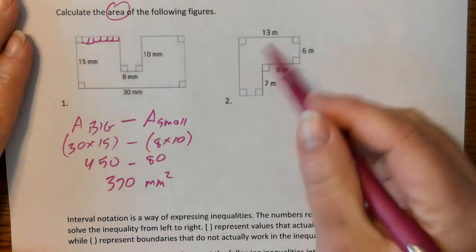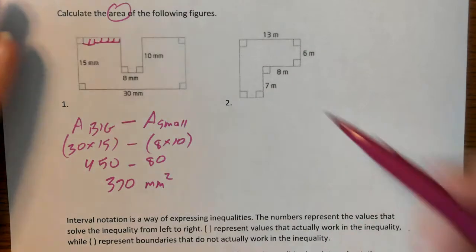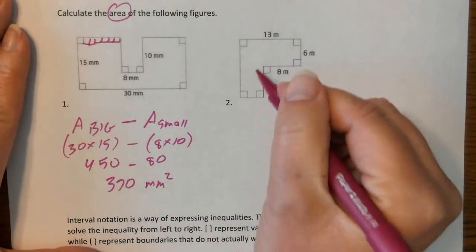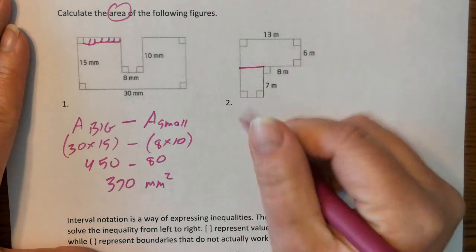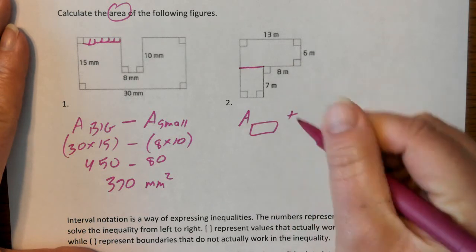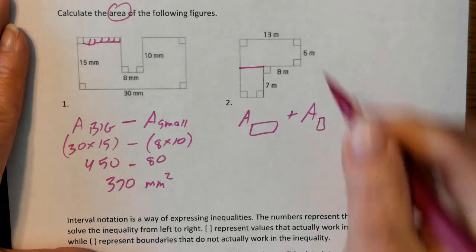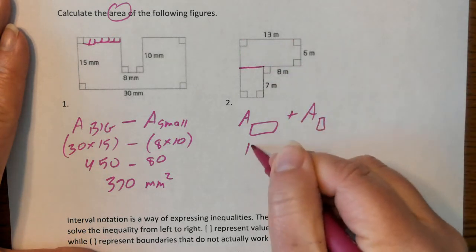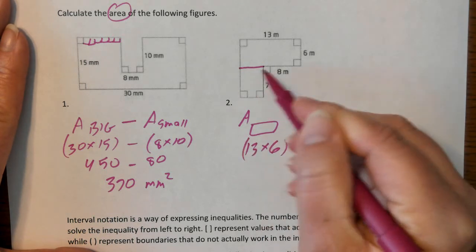This one, similar idea. We could do the big one minus the little sliver that's missing. Or, just so I can show you a different way to think of it, we could also maybe split this into parts and say, hey, let's do the area of the sideways one and then add on the area of the little vertical piece down here. Okay, so this part at the top measures 13 by 6. And then we would add on this sliver at the bottom.